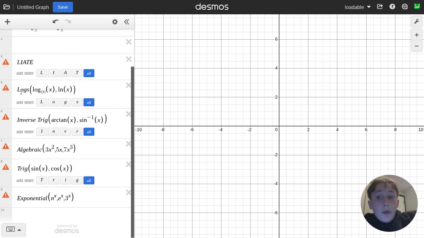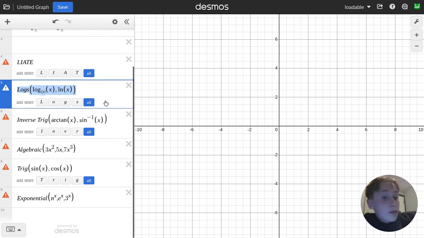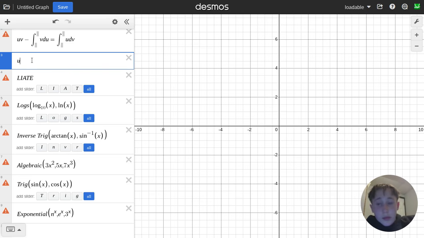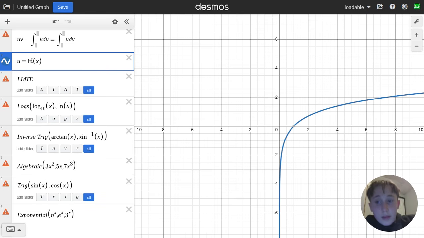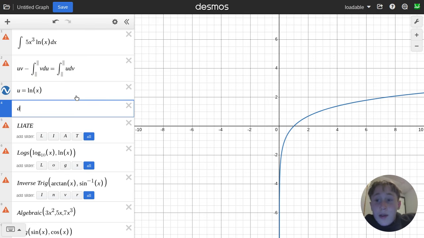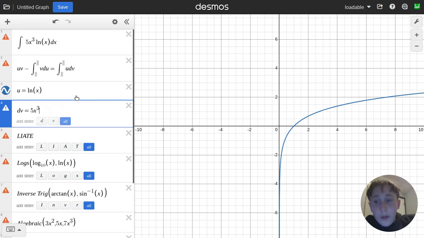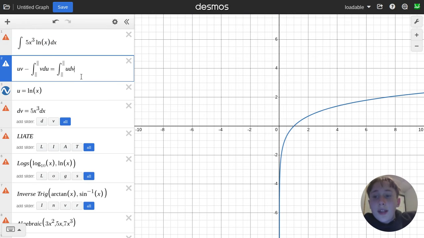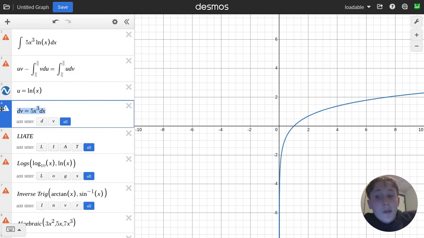So first up, number one is logs. So we want u to be log natural x, and that would mean that dv equals 5x to the third dx. The reason that is our dv is because, if we have this as our u, we need the rest to be the dv, or else this is just going to be u. So we need 5x to the third dx to be the dv.